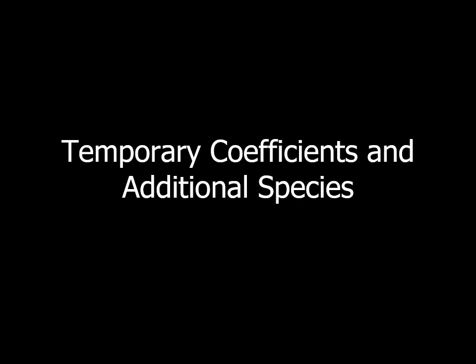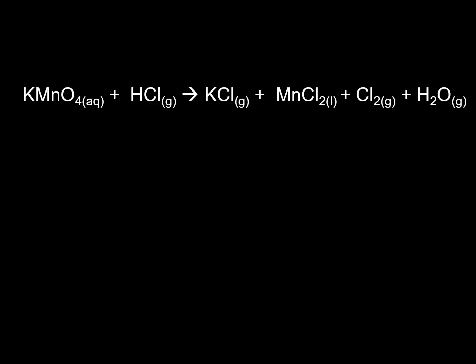All right, so let's try doing 2 of those guys together. We will do one with a temporary coefficient as well as the additional species. So this particular reaction is going to be getting hard to do with trial and error. Balancing by inspection would take you a little while for this one. So we want to have the systematic way of using oxidation numbers to balance it.